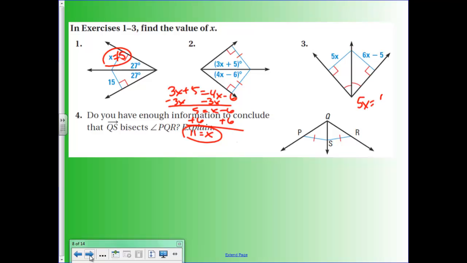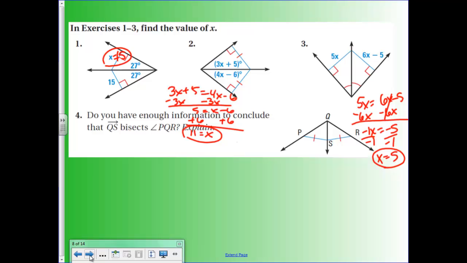Number 3. My angles are equal. They're perpendicular, so what are my segments going to equal? What's x? If I subtract my x over, I have negative 1x equals negative 5. Divide by negative 1. X equals a positive 5. Plug it in. 5 times 5 is 25. 6 times 5, 30 minus 5 is also 25.